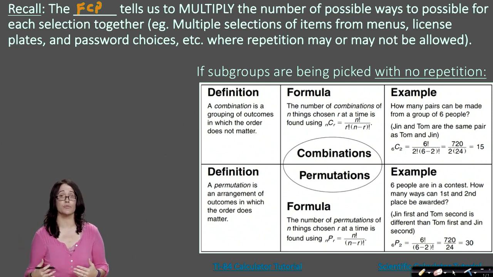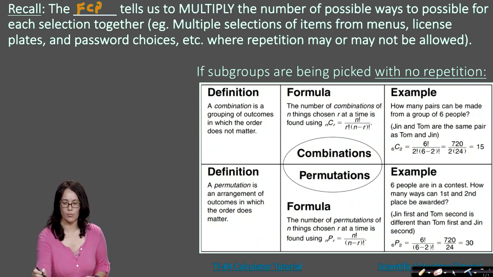For example, if you were choosing from a menu and you needed to select a drink, an entree, an appetizer, and a dessert, however many ways that there were to do each of those selections, we'd just multiply them together, right? And that would give us a total number of ways that we can make our menu item selections. Well, today we're going to talk about two types of ways to find out the number of ways that we can pick a subgroup of items from a total number. The difference will be whether or not order matters.